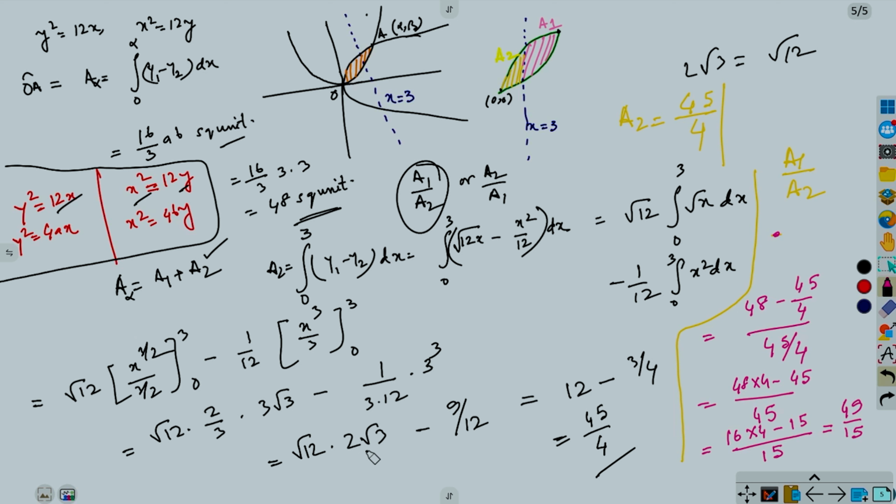So the ratio of A1 to A2, the ratio of the areas of these two regions, is 49 by 15. Okay, if you have any doubts in this problem, let me know.